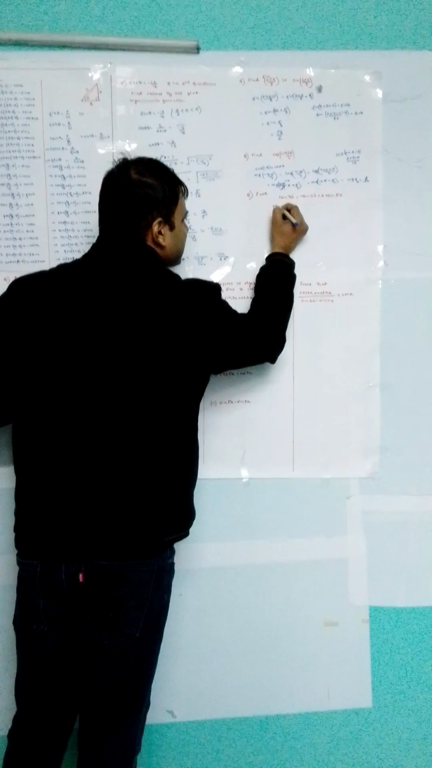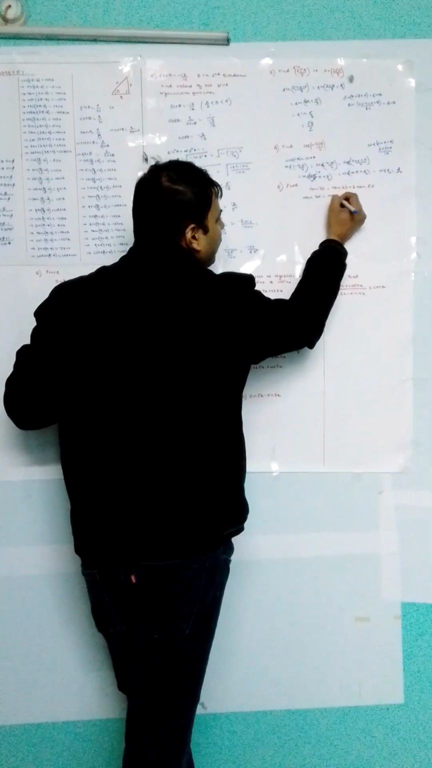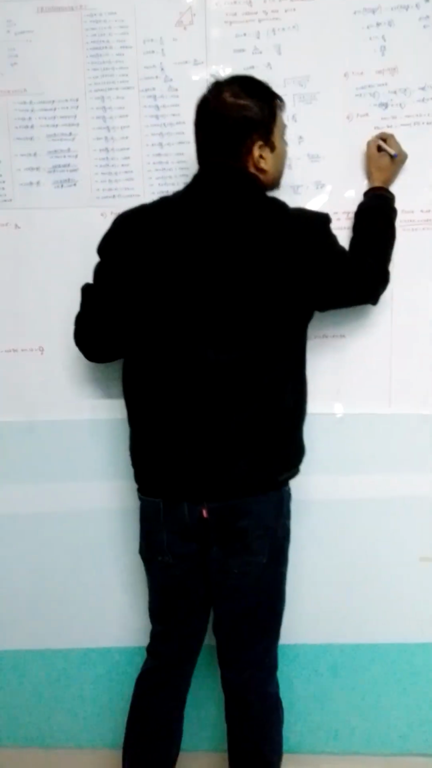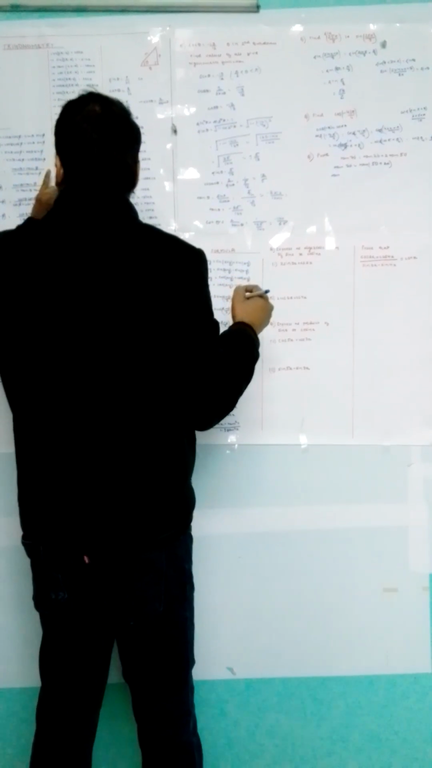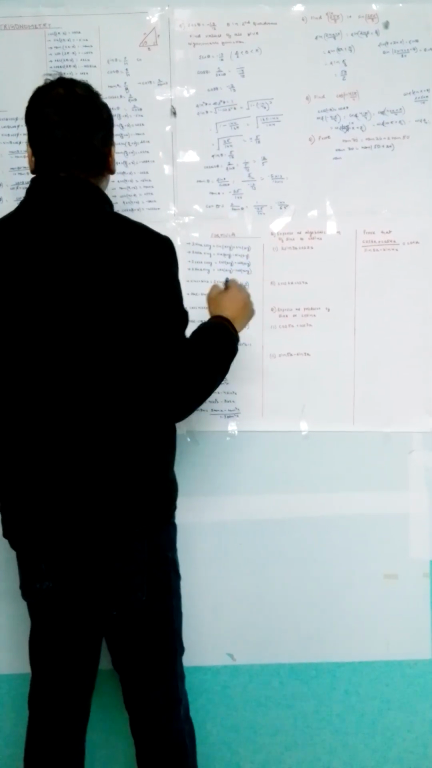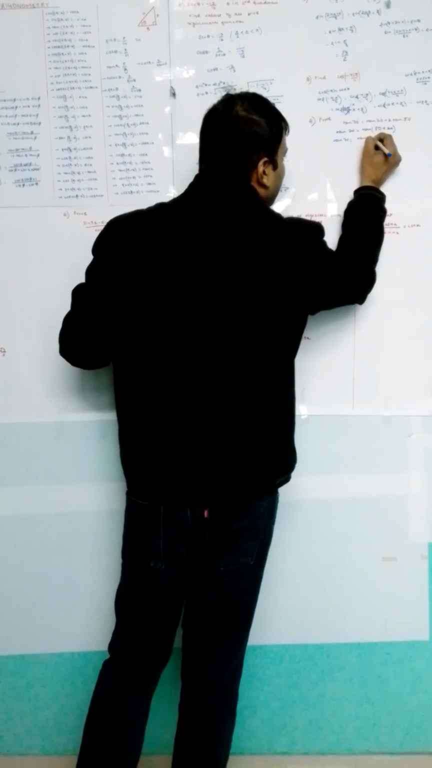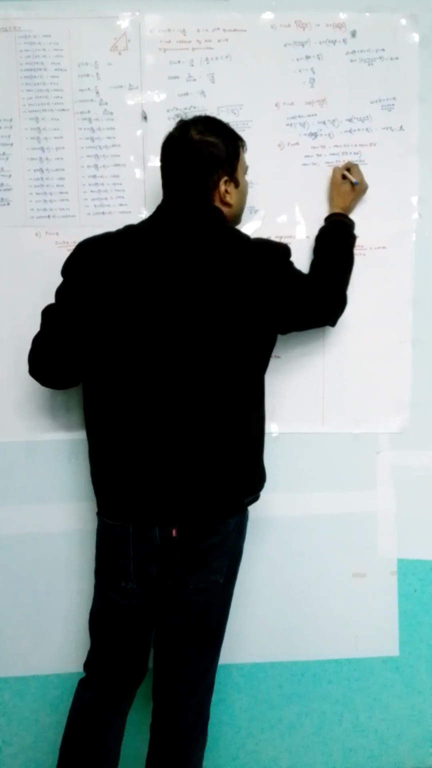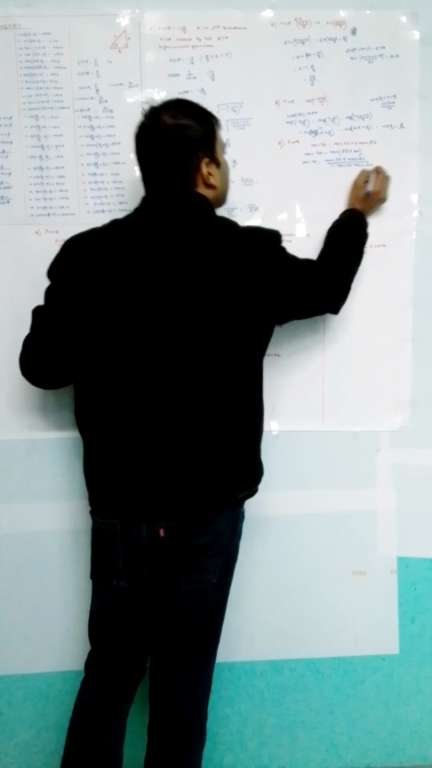See, tan 70 degree we have to use it. So we can write this tan 70 as tan of 50 plus 20. Now use the formula. Tan of theta plus phi equals tan theta plus tan phi upon 1 minus tan theta into tan phi. So it can be written as tan 50 degree plus tan 20 degree upon 1 minus tan 50 into tan 20.